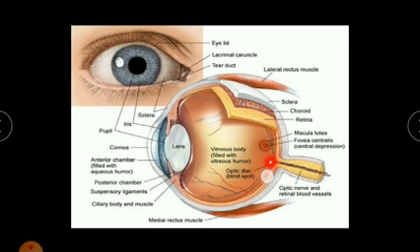And from this blind spot, one nerve is going to the brain. That nerve is known as the optic nerve. Whatever image is obtained on the retina is being transferred by this optic nerve to our brain in the form of electrical signals, and that signal is perceived and we see. So this was the basic part of the human eye.